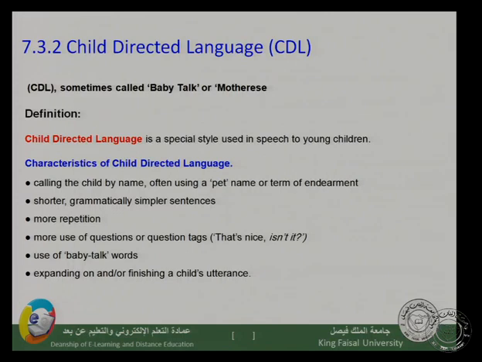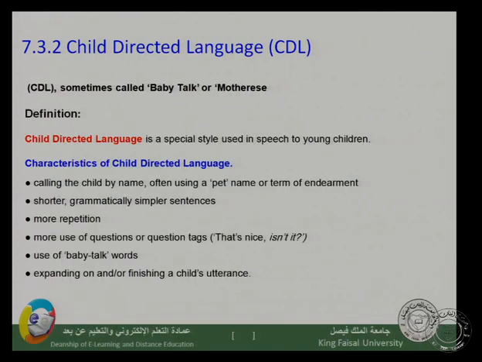What are the basic characteristics of the CDL, or child-directed language? We have in fact more than one characteristic. First, calling the child by name, often using a pet name or a term of endearment. So usually we call a child darling, dear, or honey. Those are terms which a child usually likes to hear, and they are a characteristic of the language that we use when we speak to young children.